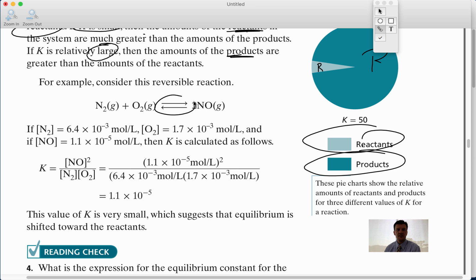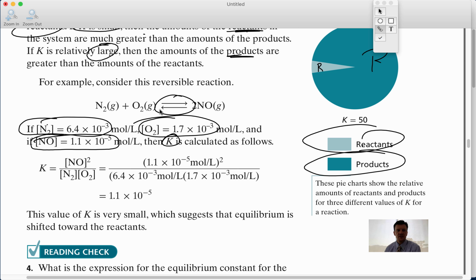So here's a simple example. Here's a reversible reaction, and you are told that this would be at equilibrium. Here's the concentration of the nitrogen at equilibrium. Here's the concentration of the oxygen at equilibrium. Here's the concentration of the nitrogen oxide at equilibrium. And they're asking us to find the K.